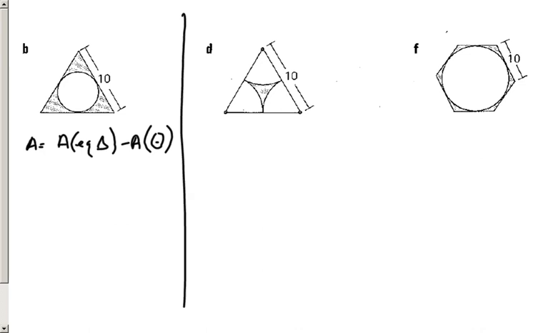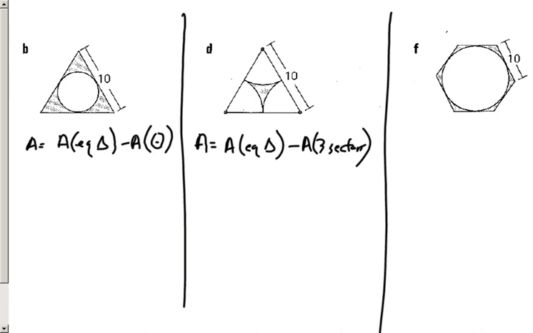Okay, in this one, we did one very similar to this in class. This is going to be the area of the equilateral triangle minus the area of 3 sectors. Okay, and again, if you're having trouble seeing why, slow it down. You can look back and just try to understand what you're doing. You're taking the total area of the shape minus the unshaded.